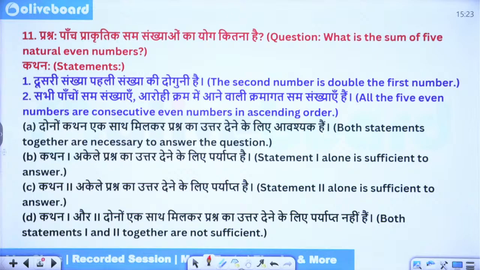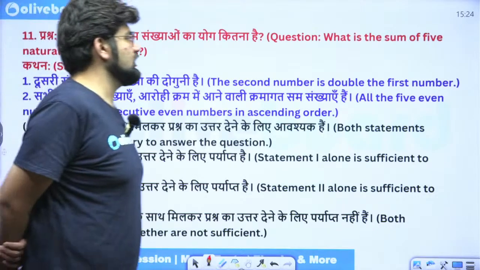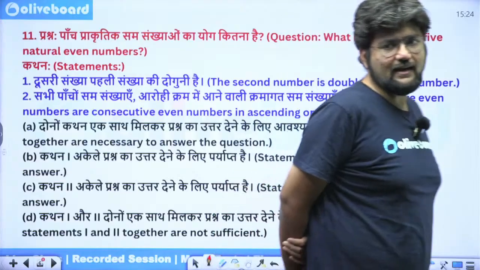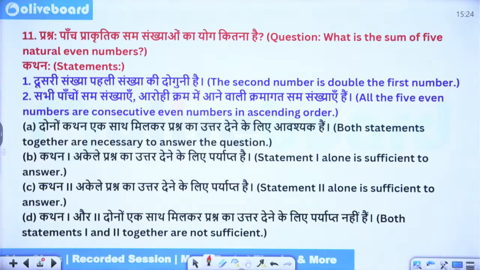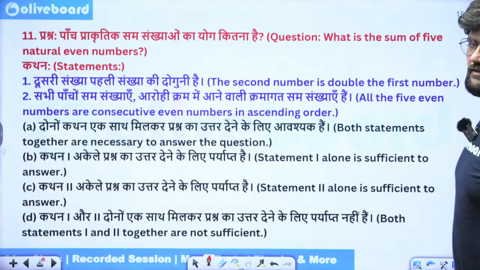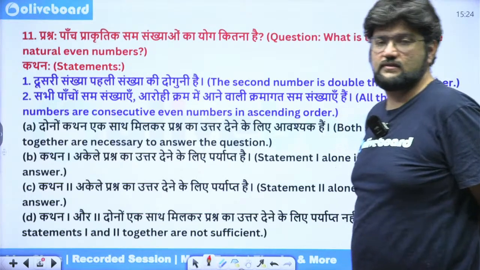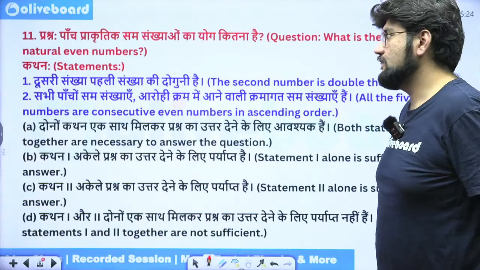Next. What is the sum of 5 natural even numbers? This is something mathematical, something from quant. Very basic question. What is the sum of 5 natural even numbers? So they are natural numbers, they are all even numbers. They are asking you what is the sum. You don't know the numbers. You don't know any information about them.